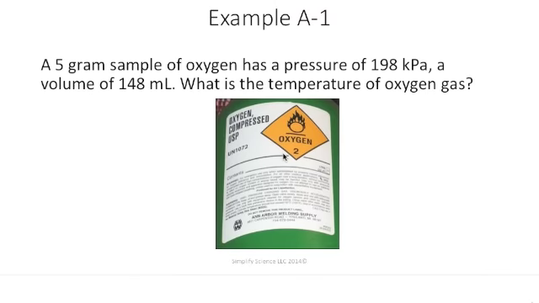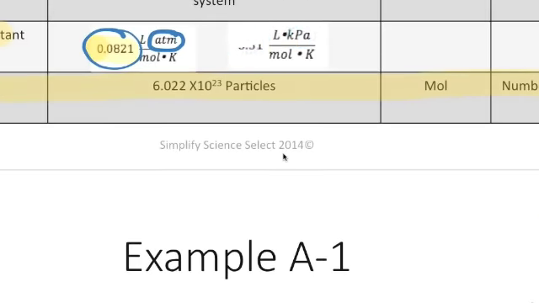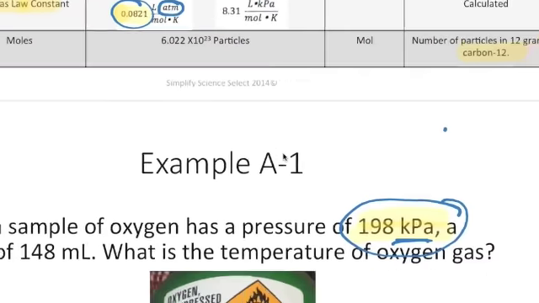It says that a 5 gram sample of oxygen has a pressure of 198 kPa and a volume of 148 milliliters. What is the temperature of the gas? Now, when we're looking at this, we have to have the following units. We have to have liters, we have to have moles, and we have to have Kelvin. And our pressure can vary depending on our ideal gas law constant. Since this is kPa, we will use the ideal gas law constant that has kPa in it, so 8.31.